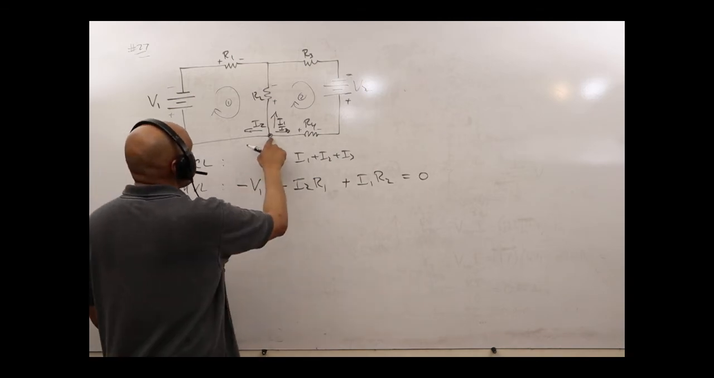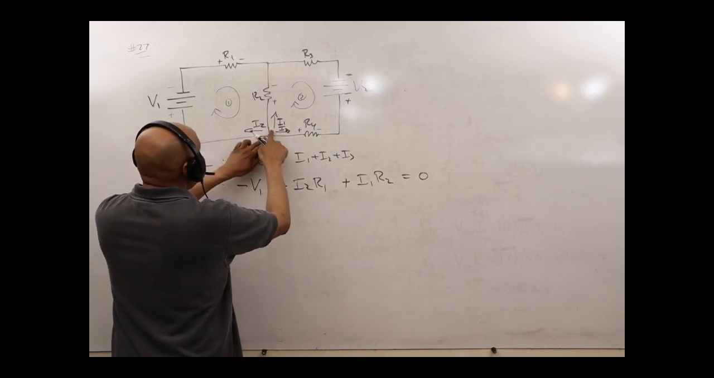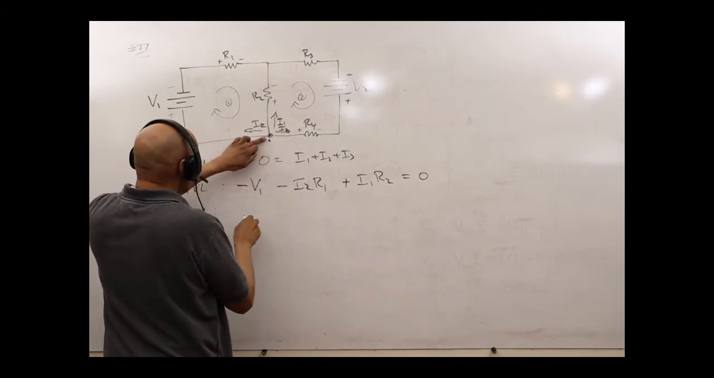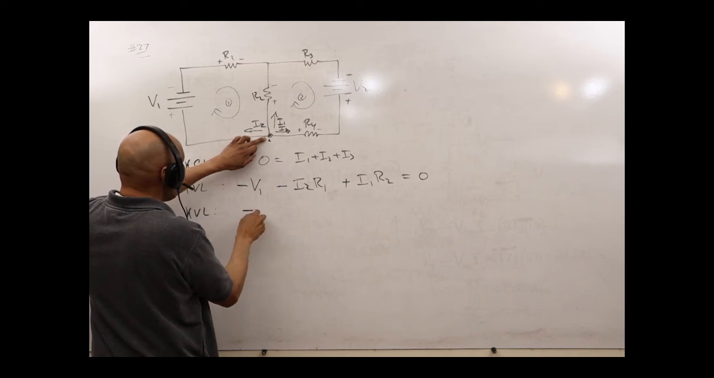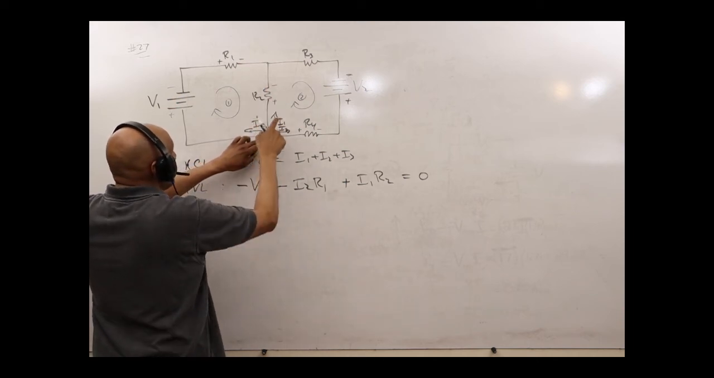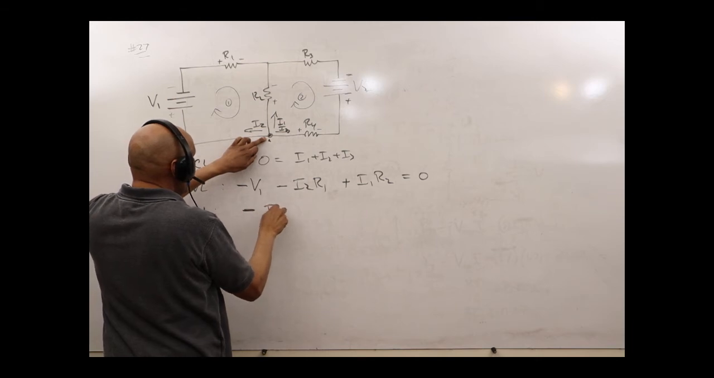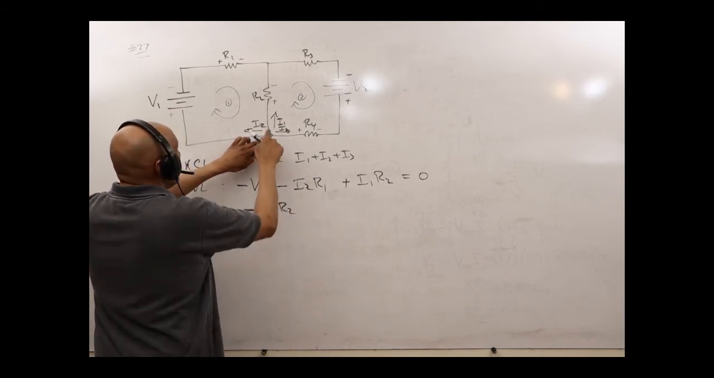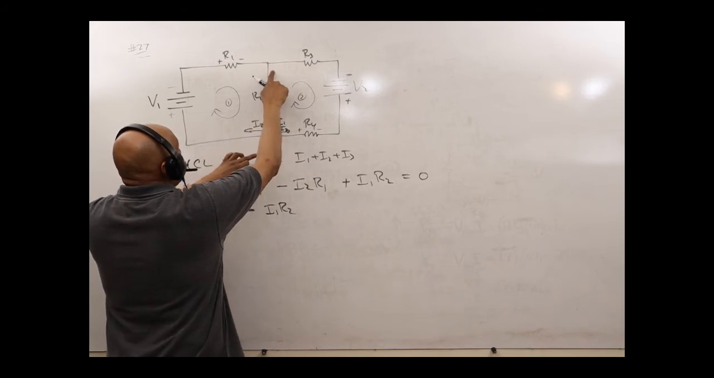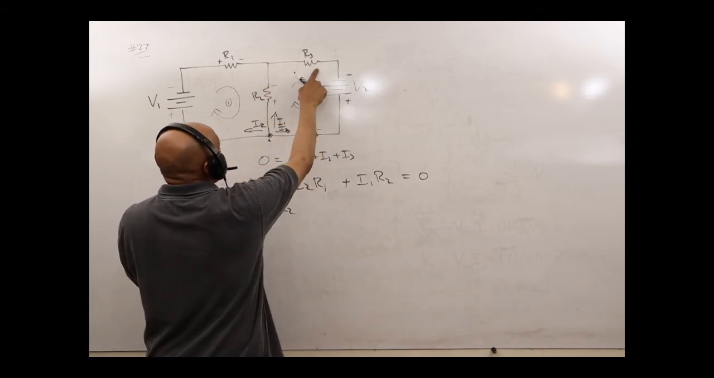I'm going to start from this node again, and I'm going to go up. I went from plus to minus, so I dropped in voltage. So this is going to be a minus, plus to minus. So how much did I drop? It's actually the current I1 times R2. From here to here, R2. And then I went, oh, I didn't put the plus or minus on this side.